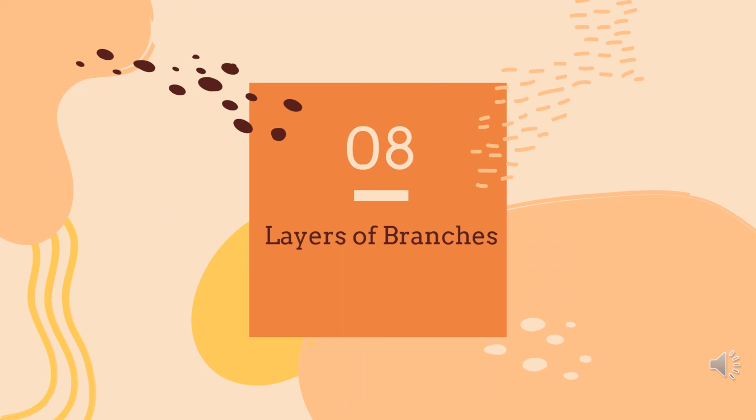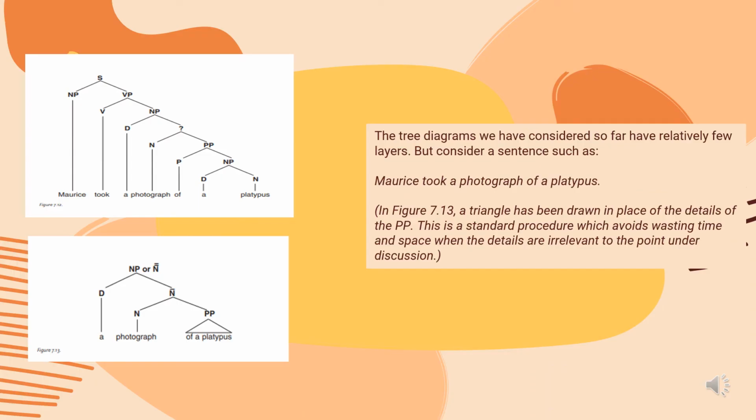Layers of branches. The three diagrams we have considered so far have relatively few layers, but consider a sentence such as Maurice took a photograph of a platypus. For this example, a triangle has been drawn.